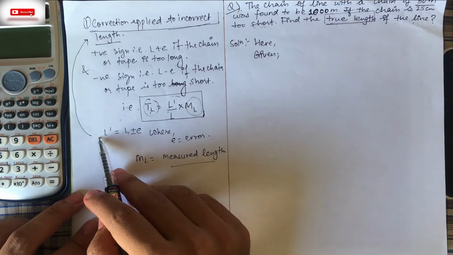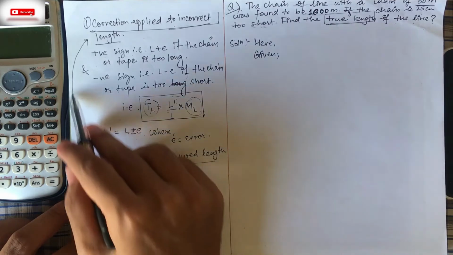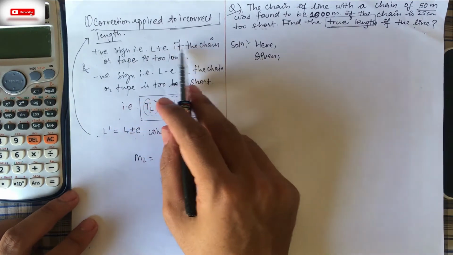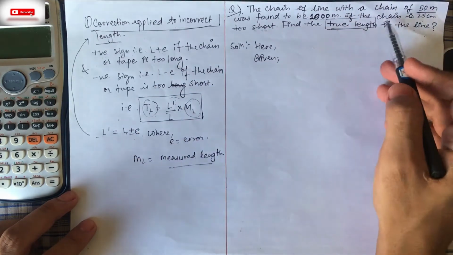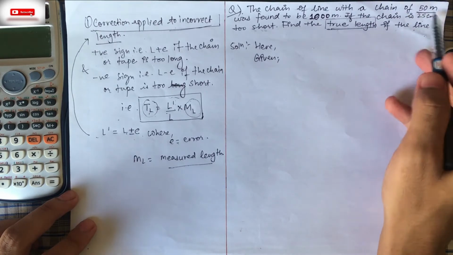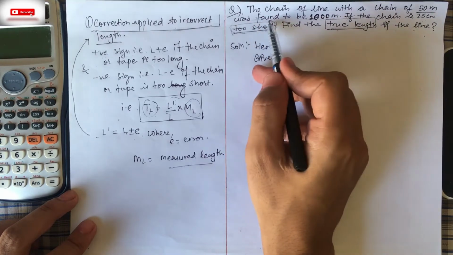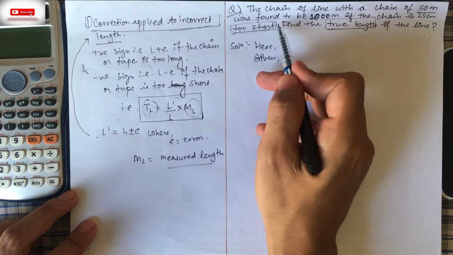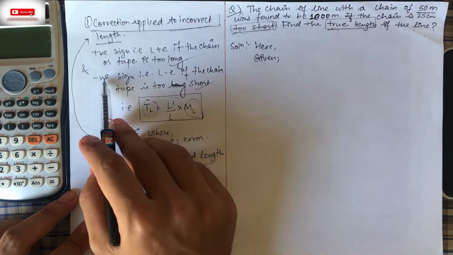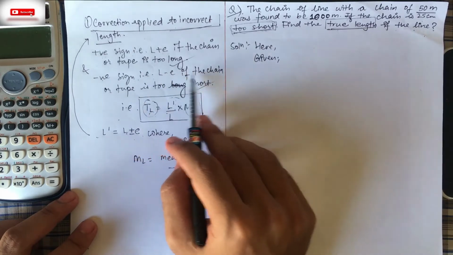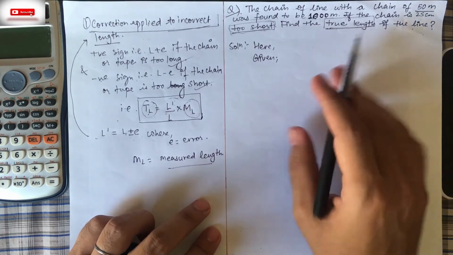So one more thing, L dash equals to L plus minus E. See here plus and minus is given. So that means positive sign, that is L plus E, if the chain or tape is too long. These things will be given in the question itself. Like here it is given that the chain is 25 centimeter too short. Here in our question it is given too short. It might be too long also. So depending upon that, we will use our formula, and negative sign, that is L minus E, if the chain or tape is too short. So friends, let's directly solve the question.